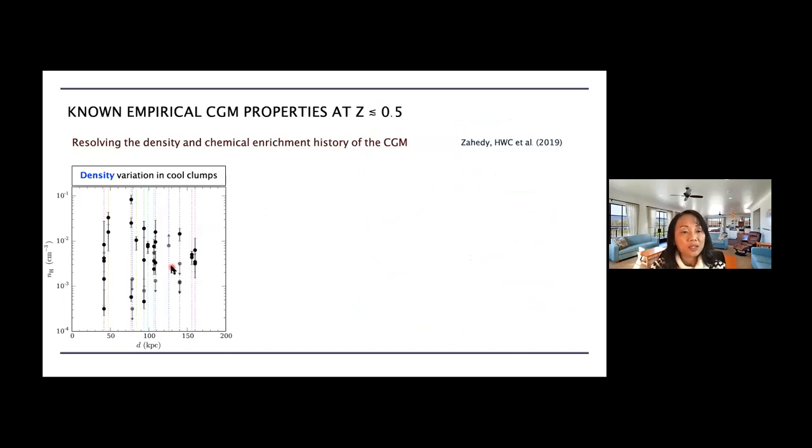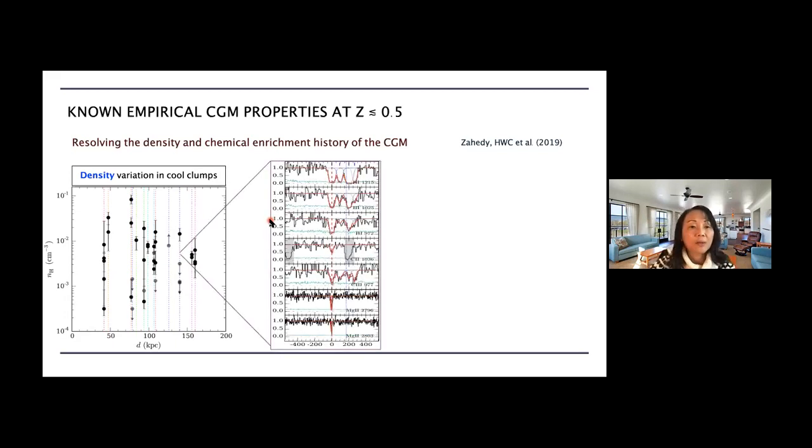And we did this using the initial survey, which we call COS LRGs. This is a small sample of luminous red galaxies. This work was done by Farid Zahedi as part of his PhD thesis, where he fully utilized the resolved absorption component as an illustration here.